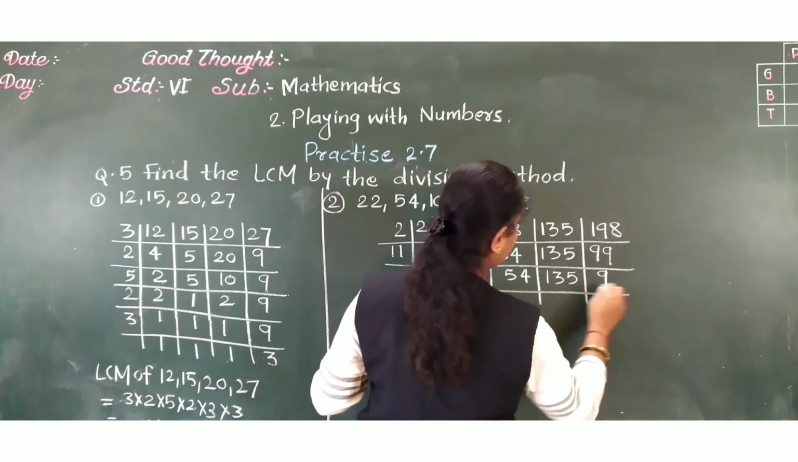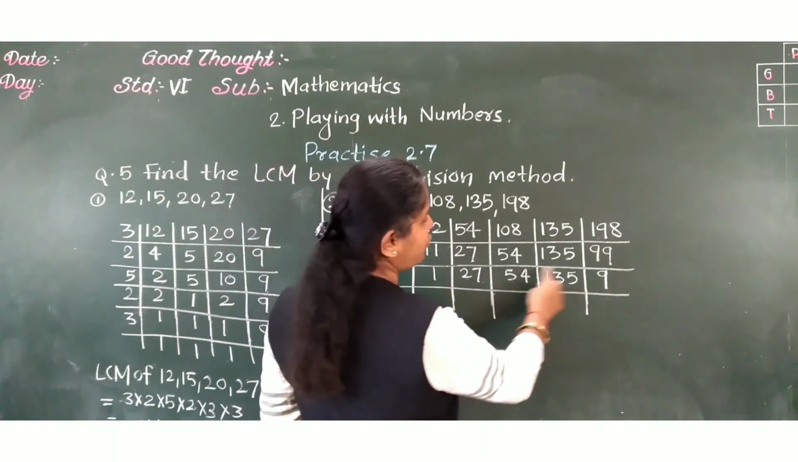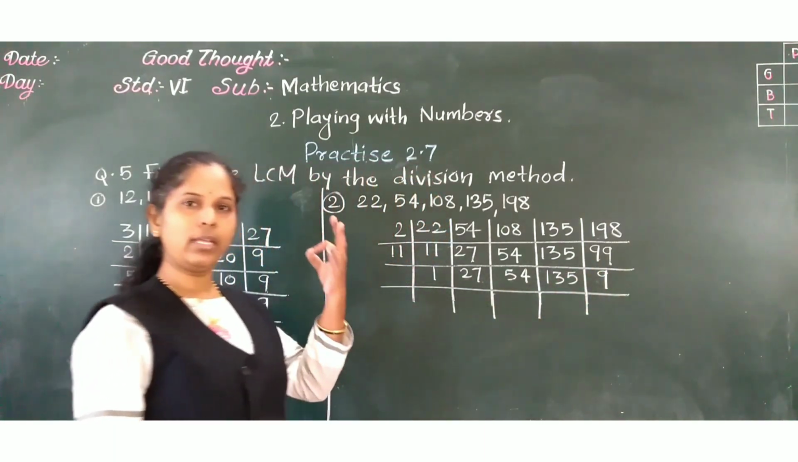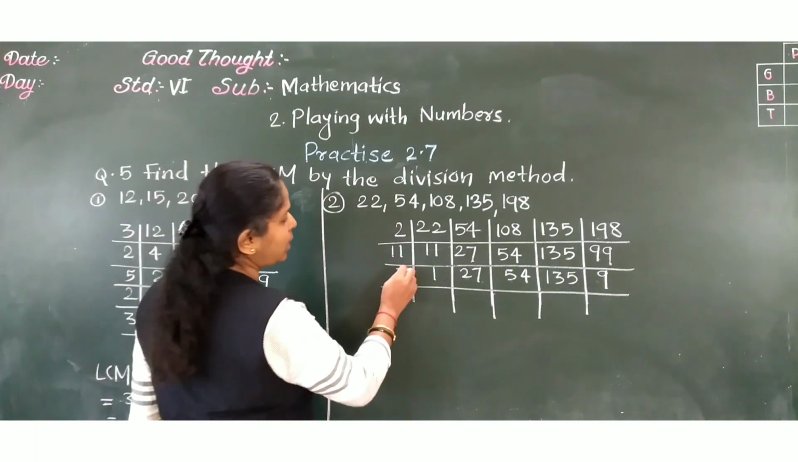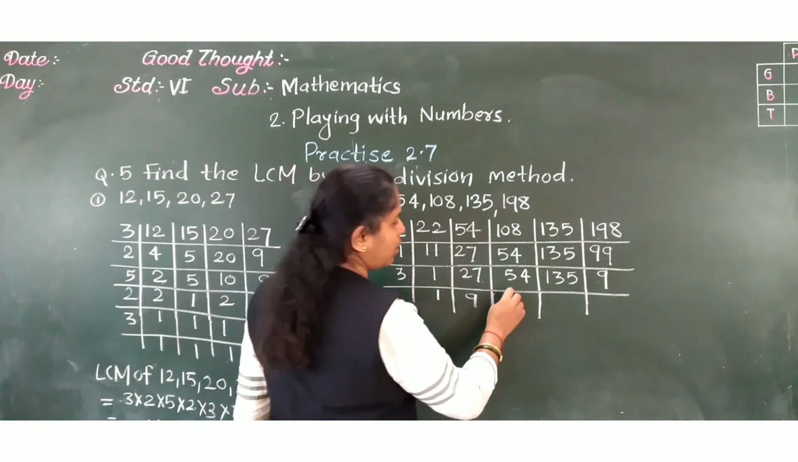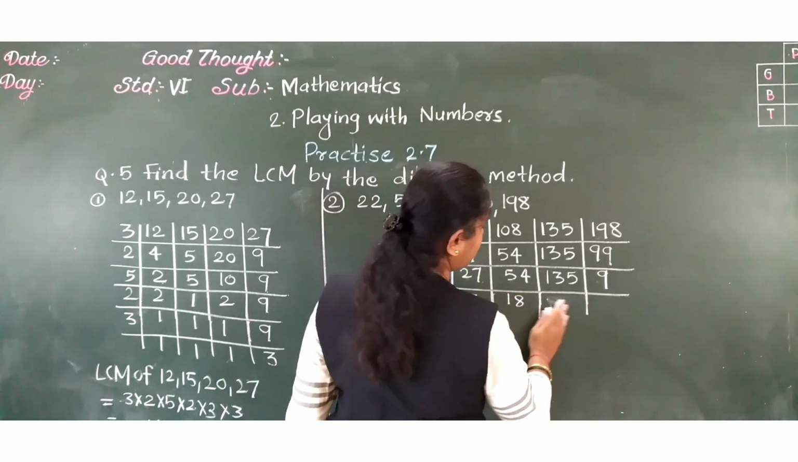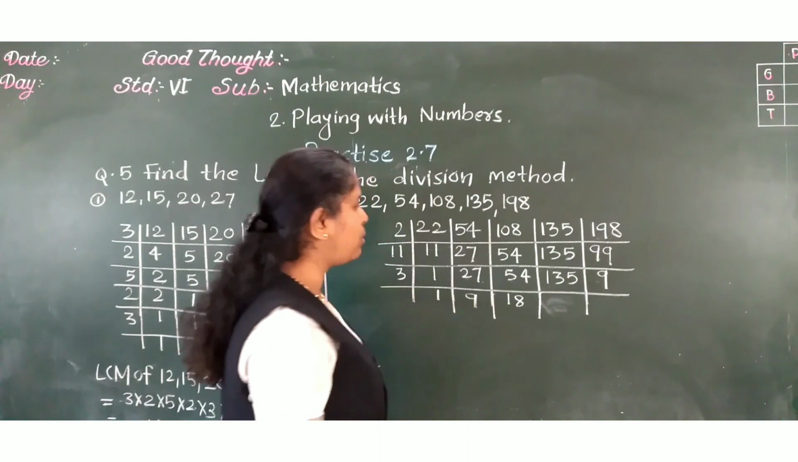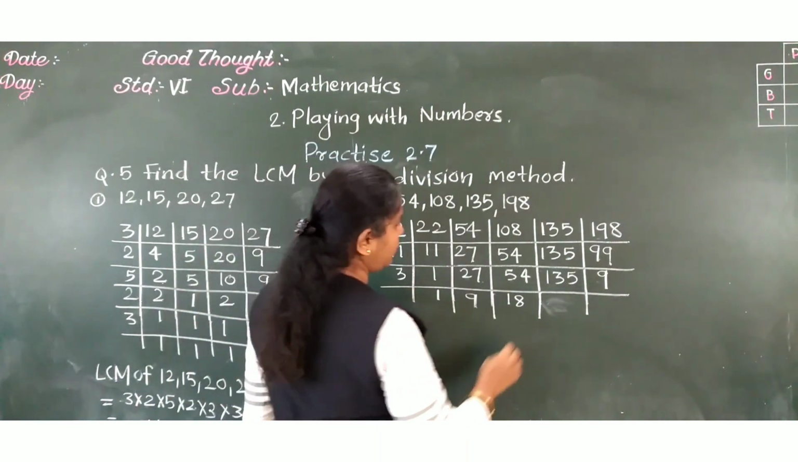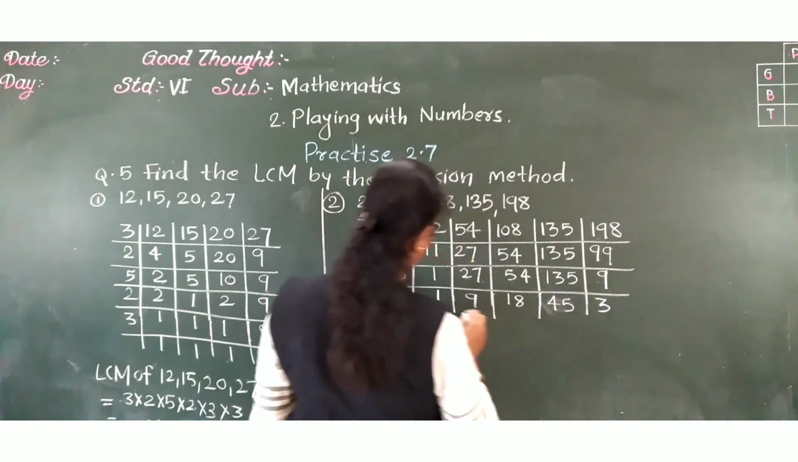Next, this 27, 54 and 9 are divisible by 3. So divide by 3. 1 write as it is. 3 9s are 27. 3 1s are 3. 3 8s are 24. 135 also divided by 3. 3 4s are 12. 3 5s are 15 and 3 3s are 9.